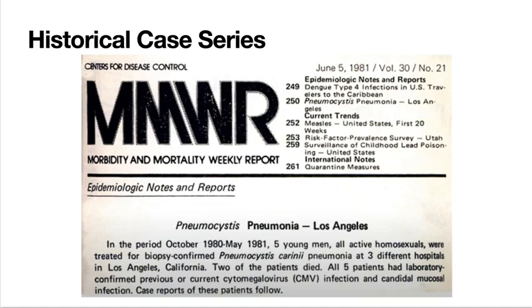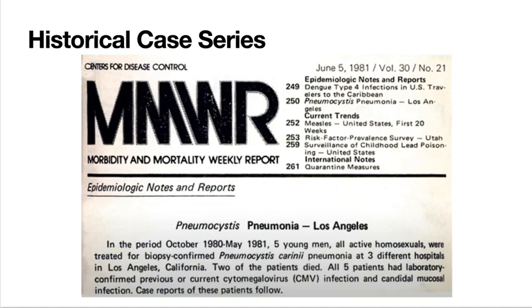So this thing, June 5th, 1981, a new pneumocystis pneumonia kind of surfaced in Los Angeles. So in the period October 1980 to May 1981, 5 young men, all active homosexuals, were treated for biopsy-confirmed pneumocystis carinii pneumonia at 3 different hospitals in Los Angeles. 2 of them died. All 5 patients had laboratory-confirmed previous or current cytomegalovirus infection and candidal mucosal infection. And then they say the case reports follow.